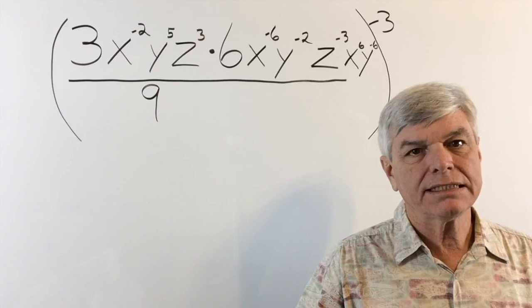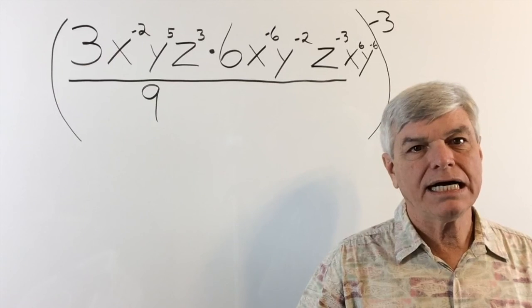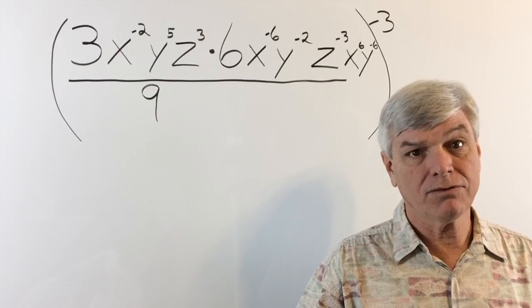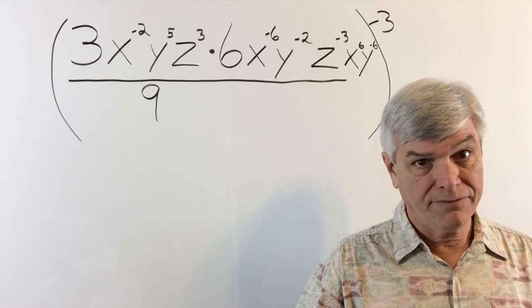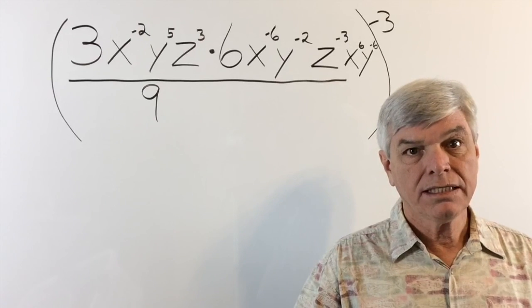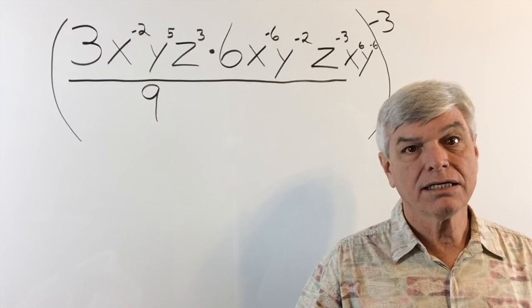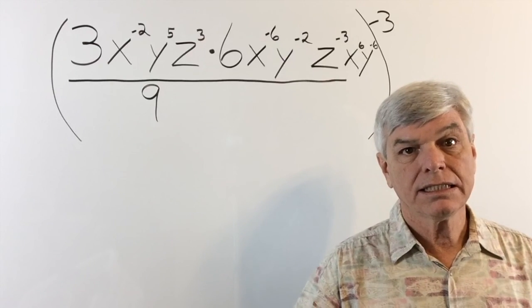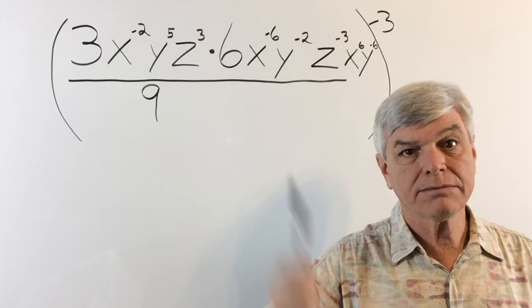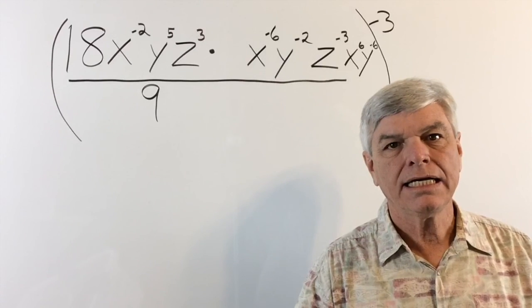And some of these numbers and exponents are getting pretty tiny. You should be able to see that on a full screen on your computer. If you're looking at that on your smartphone, you might have a little bit of trouble. So let's multiply our numbers upstairs. That would be 3 times 6 is 18.